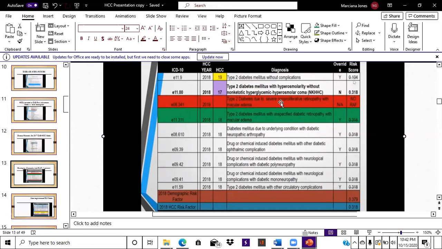And this is missing the fourth digit. No RAF. Now, it's still specific. Like I said, the exception, because it says type 2 diabetes with unspecified diabetic retinopathy with macular edema. But it didn't say which eye. It did not say which eye. Still.